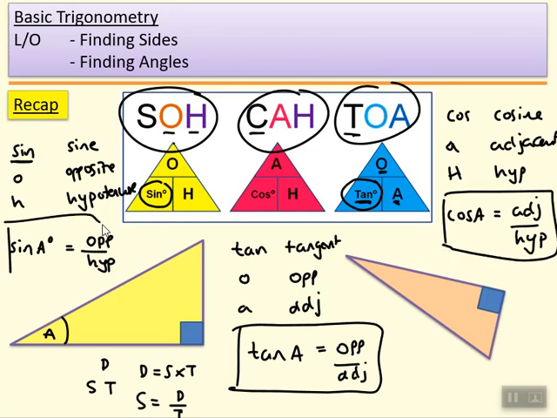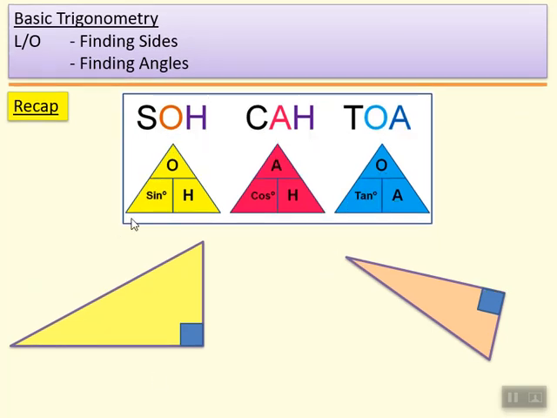Now, the most important thing on this basic SOHCAHTOA stuff is labeling a triangle correctly. So the most important thing is that you have to label it correctly.